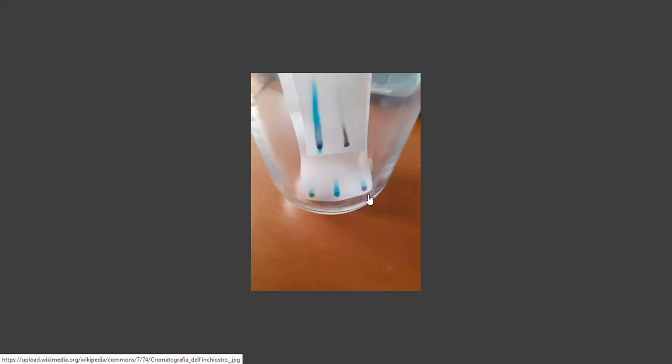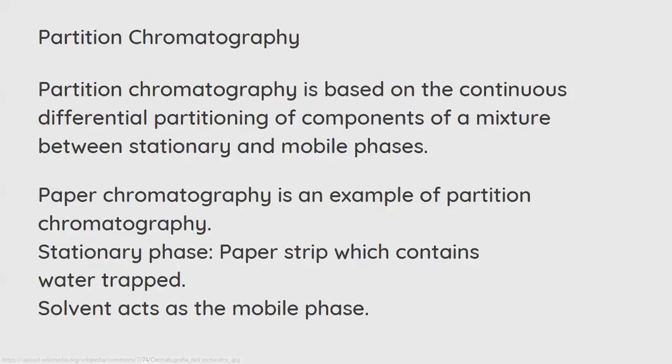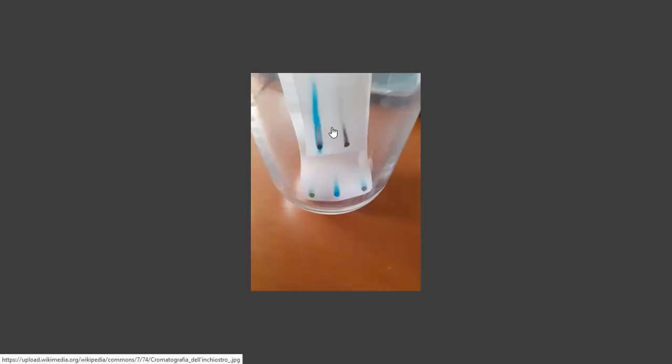The various components move to various extents based on their partitioning. The basic principle of partition chromatography is the differential partitioning of the components of a mixture. This makes sure that the components of the mixture are separated, and like thin layer chromatography, the components which are not colored might not be visible to us. Instead, we use UV light to view these components.